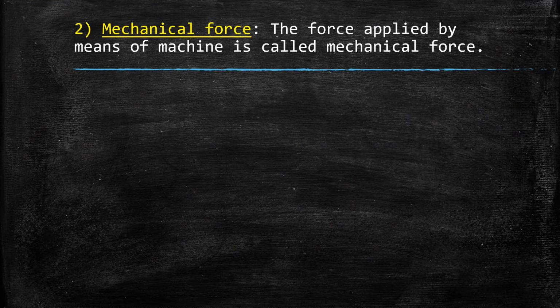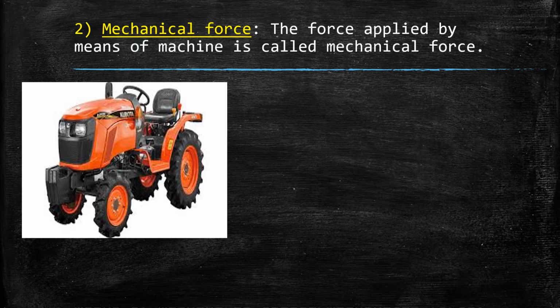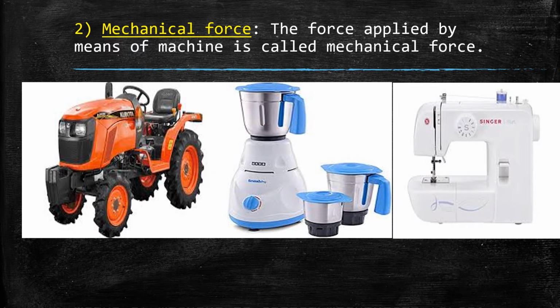Next is mechanical force. The force applied by means of a machine is called mechanical force. Now can you tell me which machines we are using in our day-to-day life? Look at these pictures. First one is a tractor, right? Second is a mixer grinder, and third one is a sieving machine. So these are the examples of machines we are using in our day-to-day life. Those machines are the examples of mechanical force.